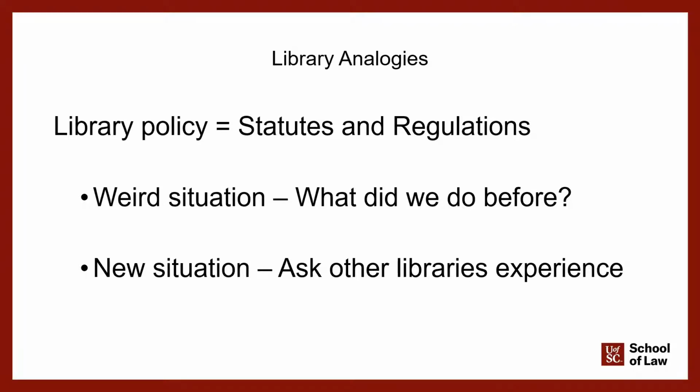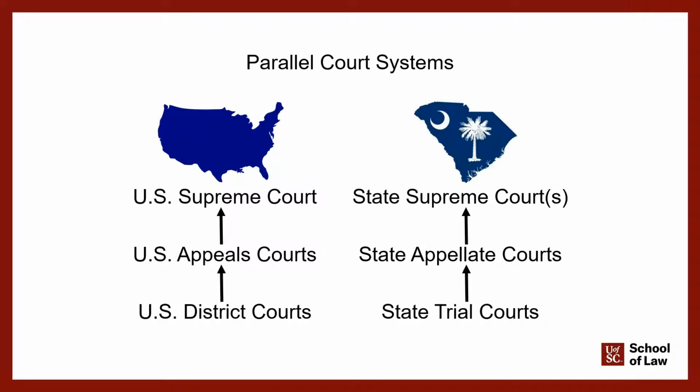invent things whole cloth. You need to understand that we have these two parallel court systems, both of which have trial level courts, and then they have some level of intermediate appellate courts, and then usually there's one or more Supreme Courts sitting at the top of the system.